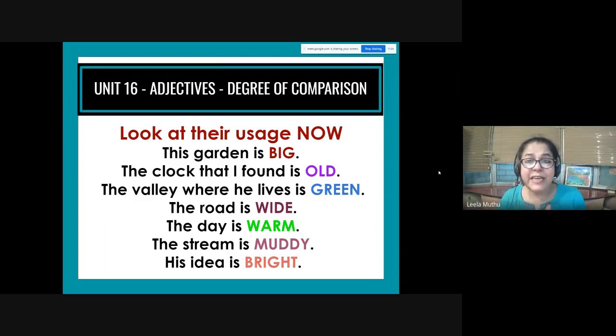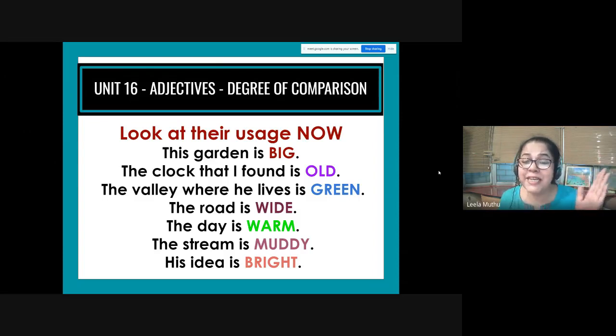The valley where he lives is the subject, the valley along with the description. Where he lives is what is describing the valley. The valley where he lives is green is the predicate part of the sentence. The road is the subject, we're talking about the road. Is wide, predicative part of the sentence. The day is warm, describes the day. The stream is muddy, describes the stream. His idea is bright, describes his idea.